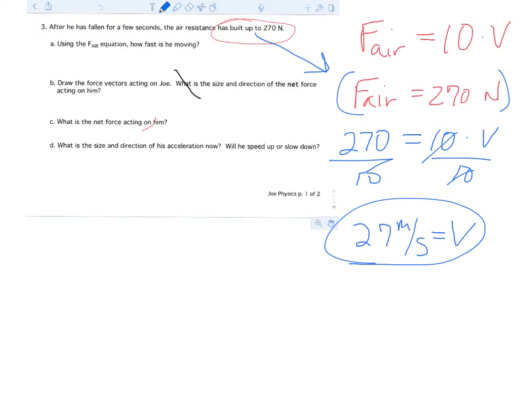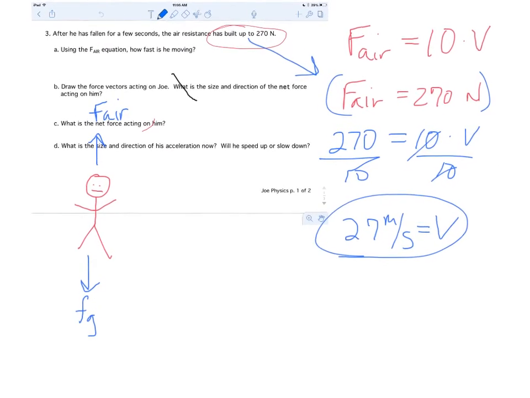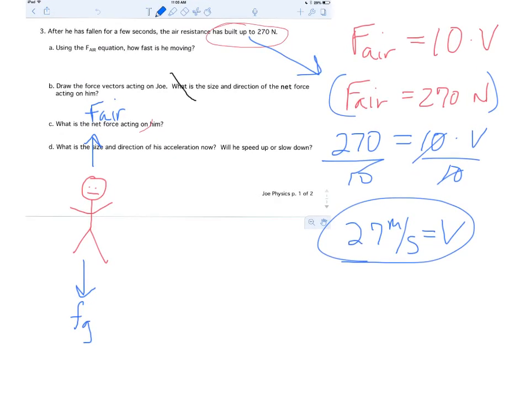Part B says, draw the force vectors acting on Joe. What is the size and the direction of the net force? So let's go ahead and draw Joe here. Here's Joe. And now he has jumped out and he's falling. And so he still has weight. He didn't become weightless. And now he also has air resistance working on him. And so that's what the force vectors would look like. Force due to gravity going down, force of air going up.